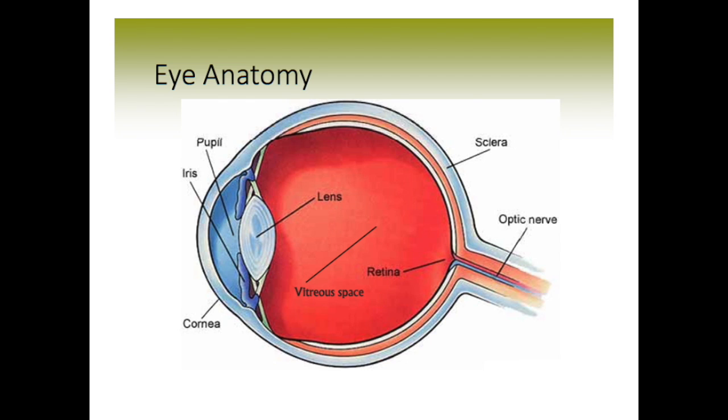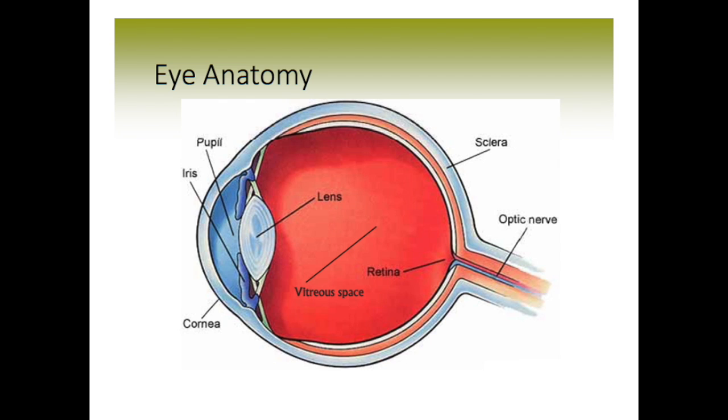And the lens is suspended in its position with a spider web-like structure made of thousands and thousands of microscopic string-like structures that attach to the inside wall of the eye. Now, all the way in the back of the eye, you have the retina, and the space between the lens and the retina is filled with a clear gel called vitreous.